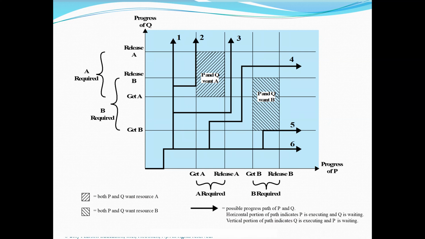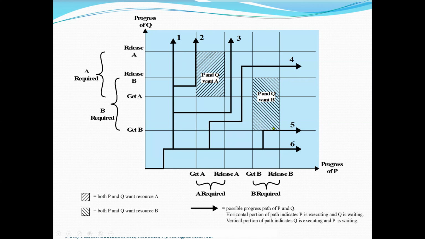So the joint progress diagram can be used to record the execution history of the two processes that share the resources. In cases where more than two processes may compete for the same resource, a higher dimensional diagram is required. The principle concerning the fatal region and deadlock will remain the same. So here again, both P and Q want resource A, and both P and Q want resource B.